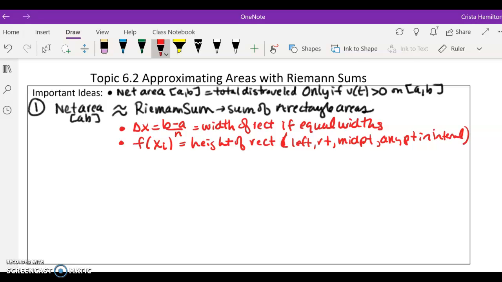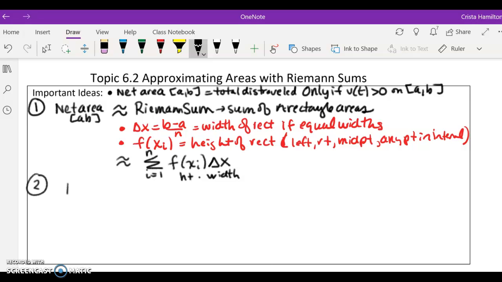because they will collapse together. Okay, so our net area then, when we say a Riemann sum, or the sum of the rectangle areas, we can use our summation notation. i equals 1 to n, the number of rectangles, of the height of the rectangle, f of xi, times the width of the rectangle, delta x, so height times width, and that is going to give us our approximation for the net area, right?